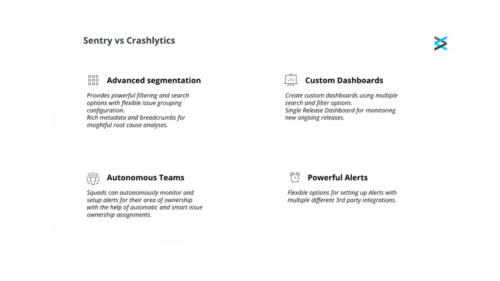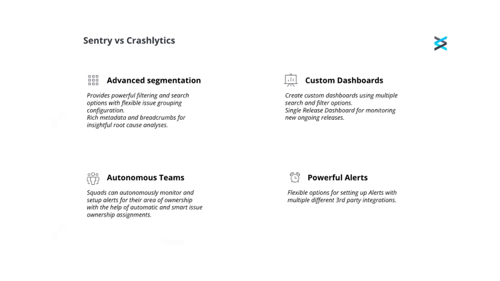And this is also thanks to the automatic and smart issue ownership assignment, where all issues, new and existing, will be assigned to the teams based on the area where the crash happened. And at the end, of course, Sentry provides a very powerful and detailed alerting system with flexible options, and also enables all the teams to monitor and alert on high-spiking issues in their area of ownership.